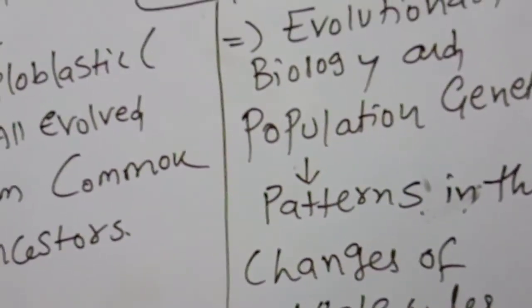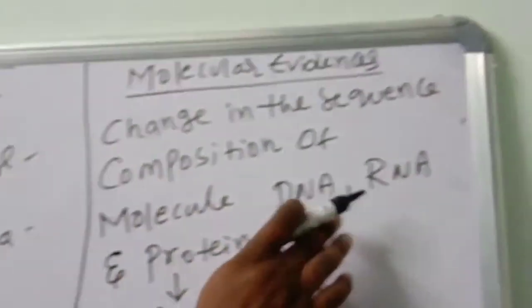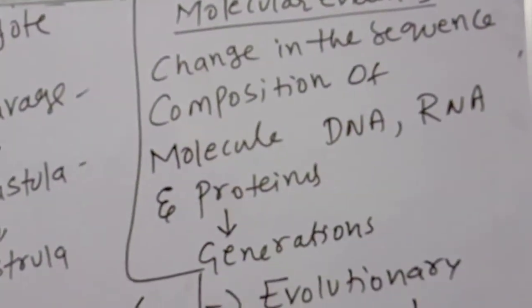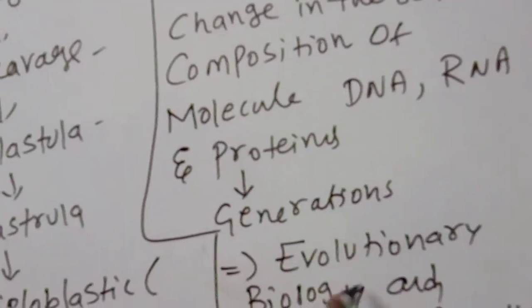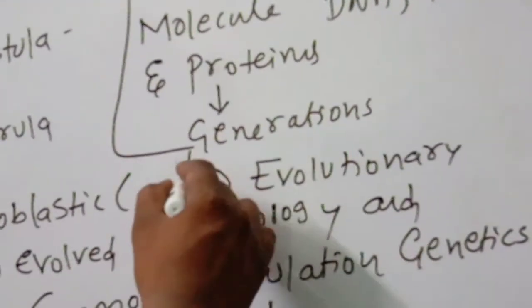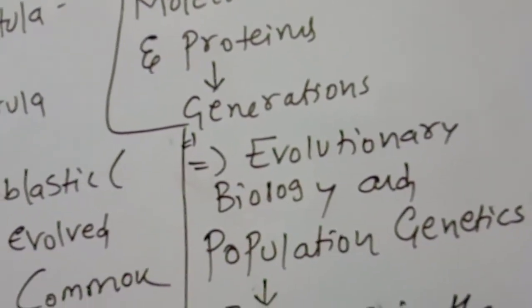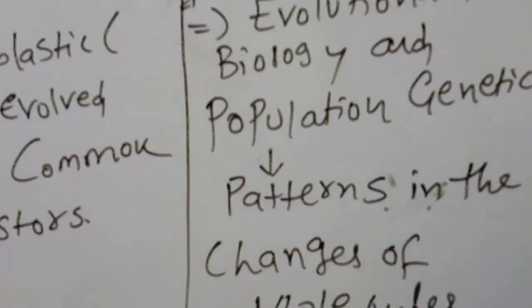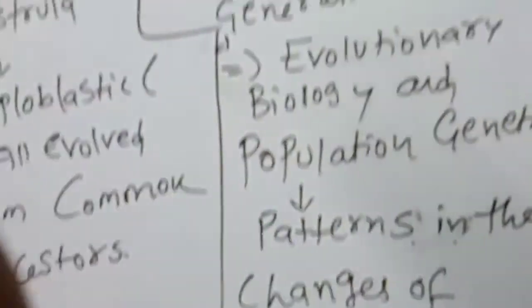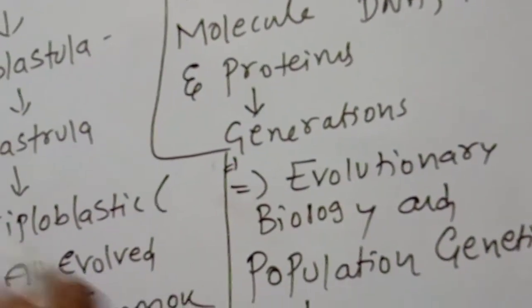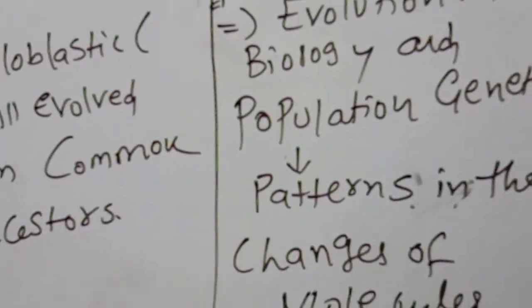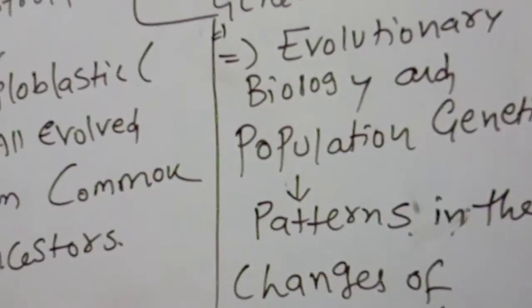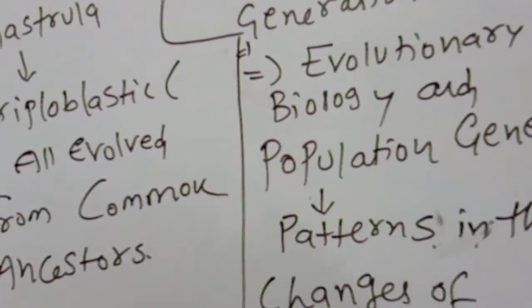So generation to generation, the DNA, RNA, protein sequences will be changed. This is evolutionary biology and population genetics. This will give complete information about population genetics. The patterns in the changes of molecules will give evolutionary biology and population genetics.